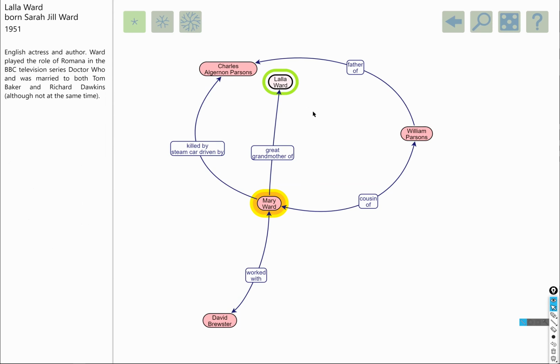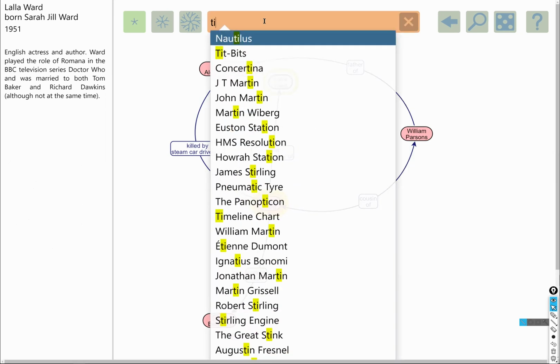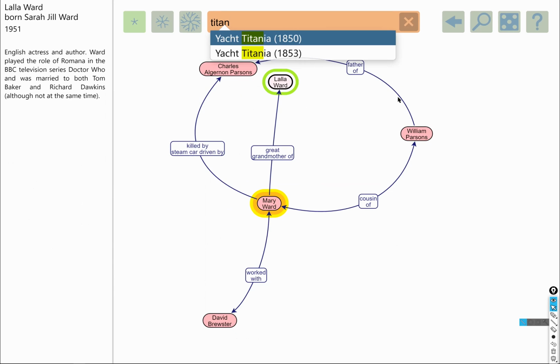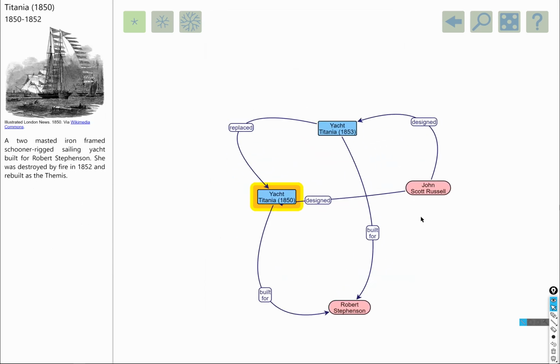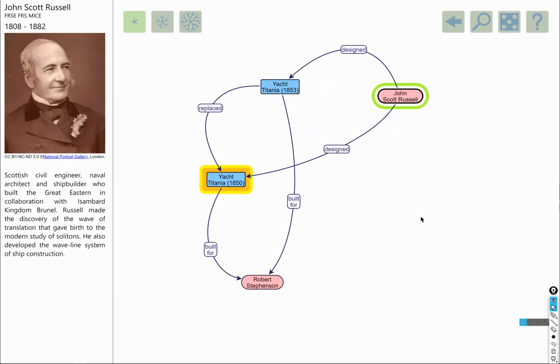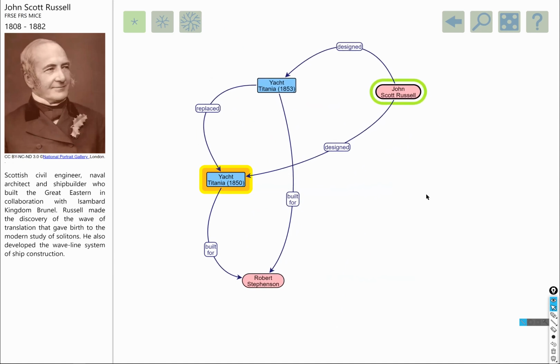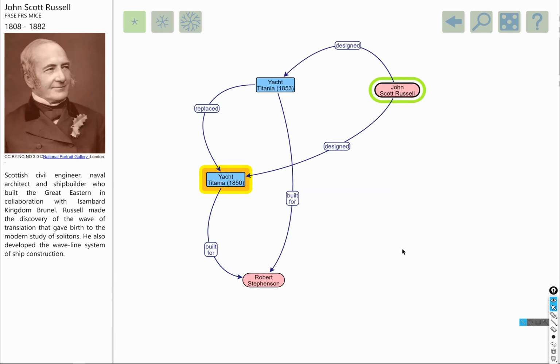Okay, so we've got from the two Titanias to some interesting modern day stuff. I'm going to go back to the Titanias. I use the search function to do a jump here. So here are the two Titanias that we looked at just now. And we're going to have a look at this chap, John Scott Russell, who was the man who designed them. So we'll just visit his node.